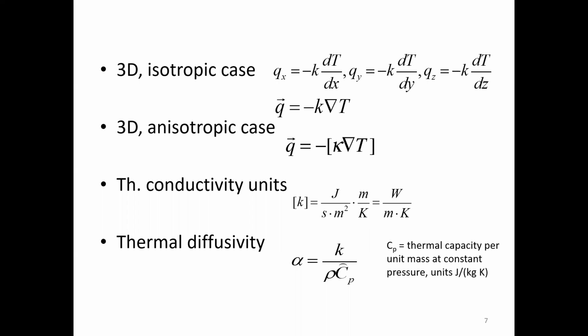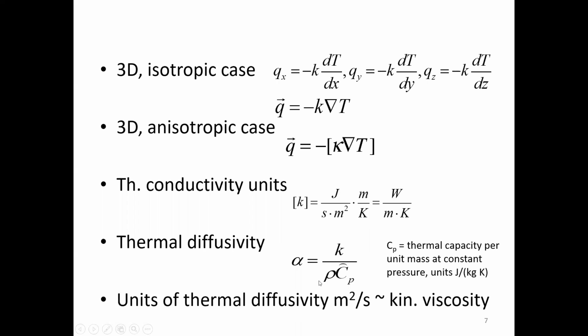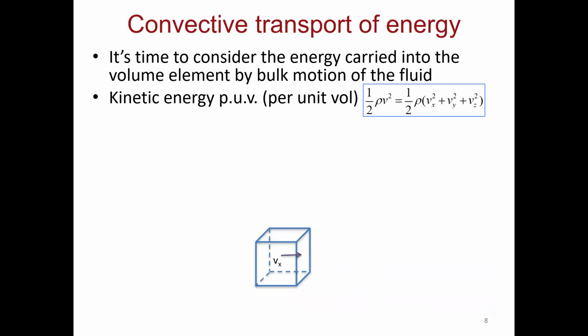I can also normalize thermal conductivity and talk about thermal diffusivity. So if I normalize K by dividing it with rho, which is density of the material, and its thermal capacity. And that gives me units of thermal diffusivity that are similar to kinematic viscosity. So I can actually compare for the material whether its momentum transfer would happen faster or more efficiently than thermal or heat transfer.